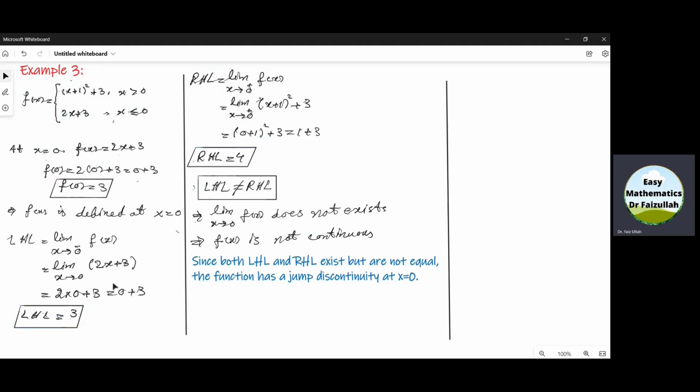Left hand limit is 3, right hand limit is 4. So they are not equal. It means the limit as x approaches 0 of f of x does not exist. So the function is not continuous. Since left hand limit and right hand limit both exist, but they are not equal, this function has a jump discontinuity at x is equal to 0.